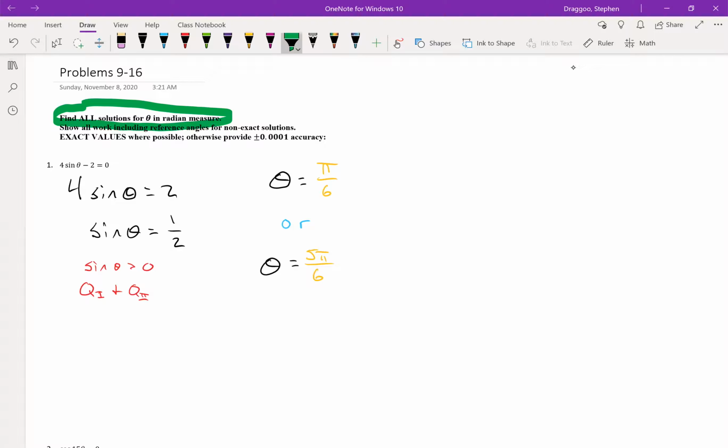Which means I'm just looking at finding any angle that's coterminal to pi over 6 or that's coterminal to 5 pi over 6. So to find all solutions, I'm just going to add 2k pi to the solutions that I find on the unit circle. So my two general equations for solutions to this trig equation are that theta is equal to pi over 6 plus 2k pi, or theta is equal to 5 pi over 6 plus 2k pi, where k is any integer.